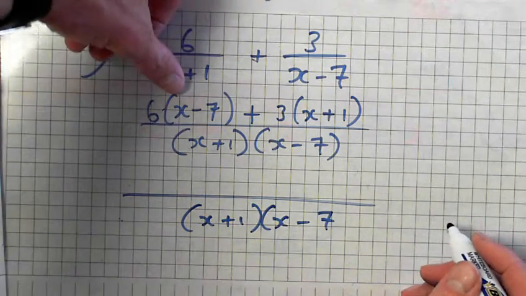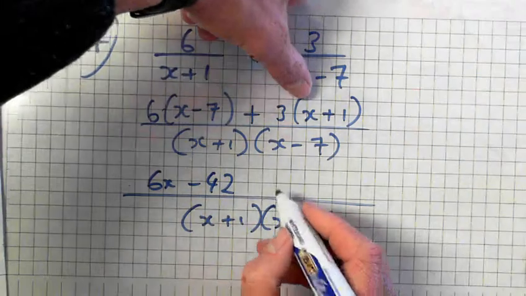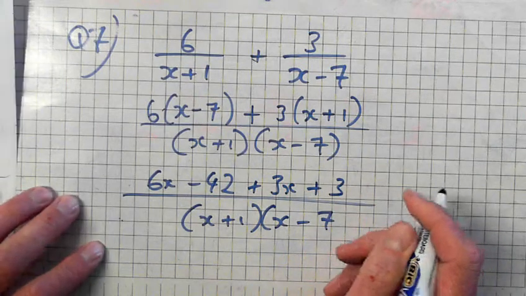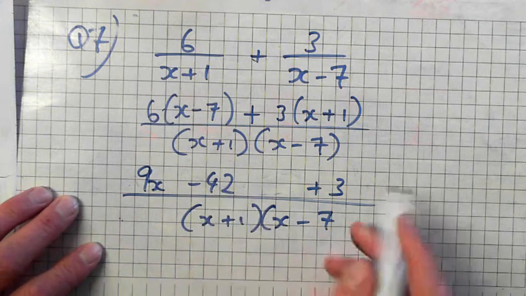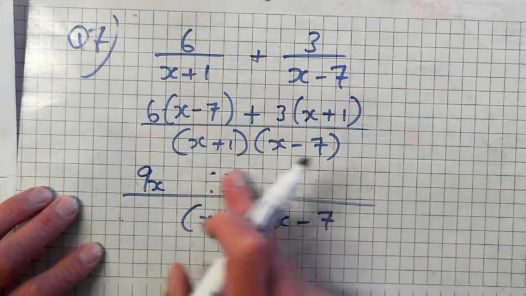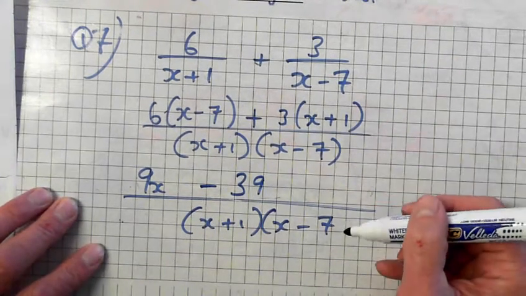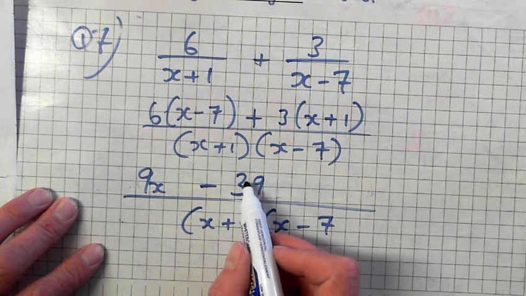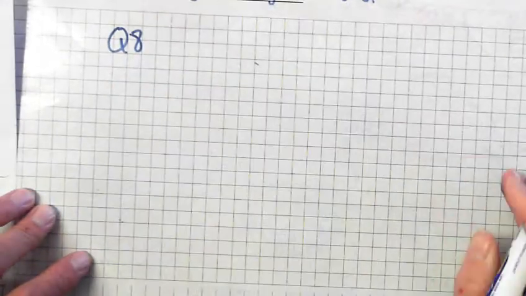Alright, so 6 times x is 6x. 6 times minus 7. 3 times x. And 3 times plus 1. Add the 3x and the 6x. You get 9x. Minus 42 plus 3. It's minus 39. Right. A lot of people did that really well and just got this number wrong. So you got 7 out of 10. If you just made one mistake in the sum, you got 7 out of 10.